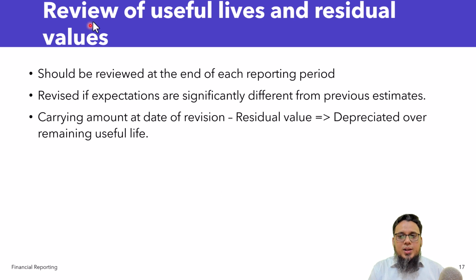Review of useful life and residual value. Now, these residual values and the useful life should be reviewed at the end of each reporting period. When we discuss impairment, we'll also understand that impairment needs to be reviewed every year. So there are several things that need to be reviewed every year, and maybe every few years if you're using a revaluation model, which we'll see slightly further down the road.